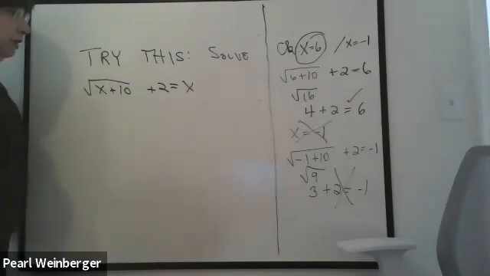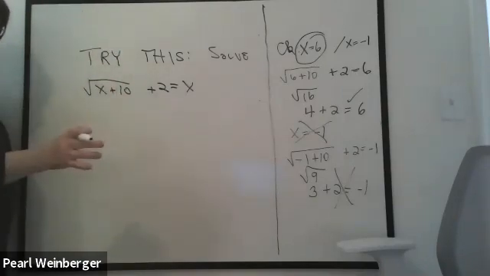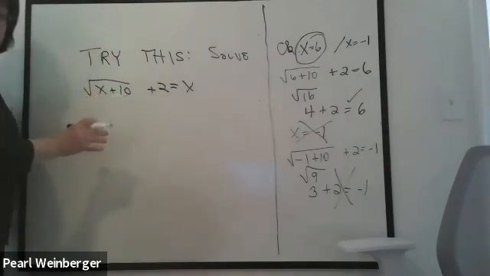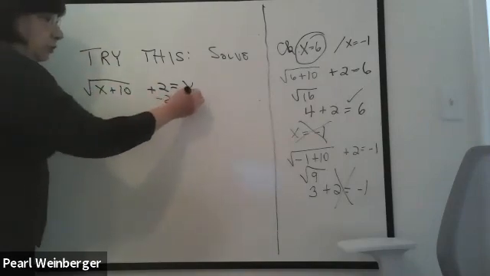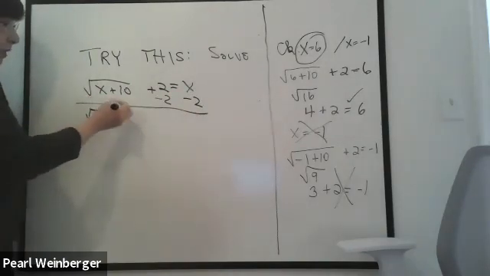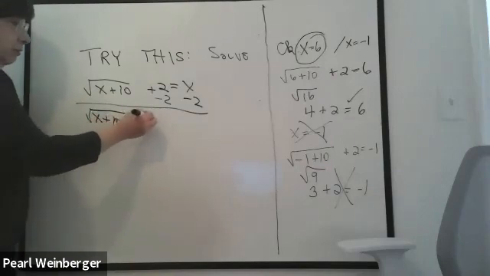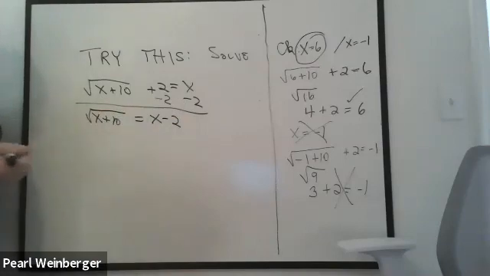So again, let's remind ourselves, when we have a radical equation, the first thing we have to do is isolate the radical. Just like when we have an absolute value equation, we isolate the absolute value. Here we isolate the radical. We get the radical by itself by subtracting 2 from both sides. So on the left side, I get the square root of x plus 10. And on the other side, I get x minus 2. I can't combine these because they're not like terms.